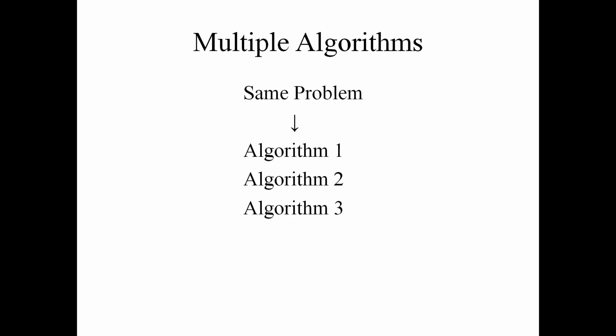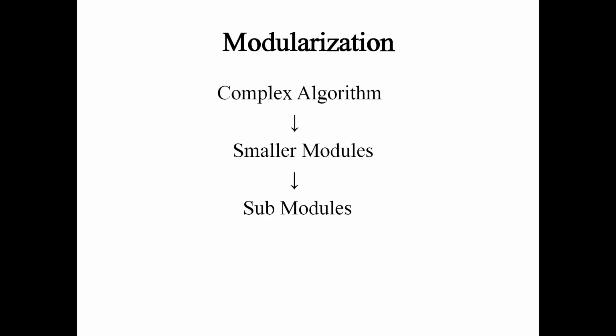Interestingly, a single problem may have multiple algorithms. For example, searching a number in a list. One algorithm may search sequentially, another algorithm may search more efficiently. So the question becomes, which algorithm should we choose? The answer depends on time complexity and space complexity. The more efficient algorithm is usually preferred.